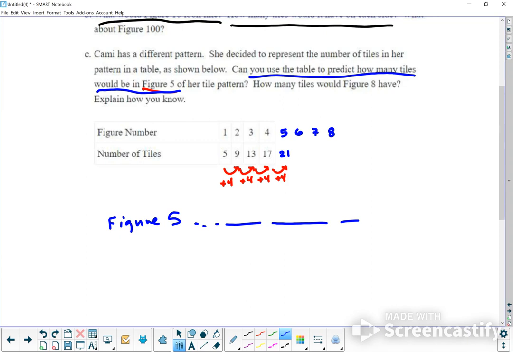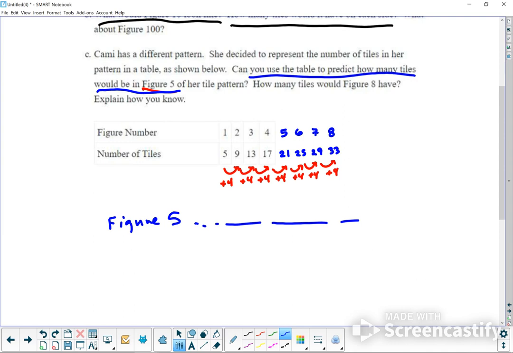Right? Well, figure 8 is not too far from figure 5, so I'm just going to keep adding 4. I don't need to find a fancy function or fancy equation. So figure 6, I'm going to add 4 more. 21 plus 4 is 25. Figure 7, I'm going to add 4 more. So 25 plus 4 is 29. And then figure 8, finally, we're there. Going to add 4 more. So 29 plus 4 is 33.